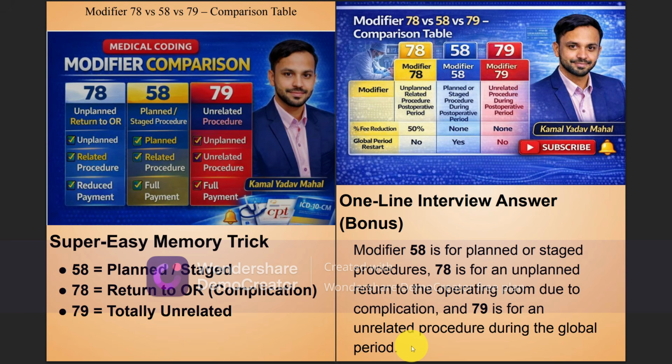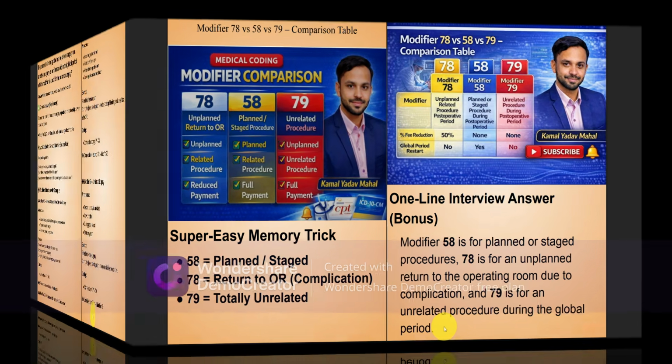One bonus tip, a one line answer for these questions. Modifier 58 is a planned or staged procedure. 78 is the unplanned return to the operating room due to complication, and 79 is the unrelated procedure during the global period. So you can tell it in one line sentences.